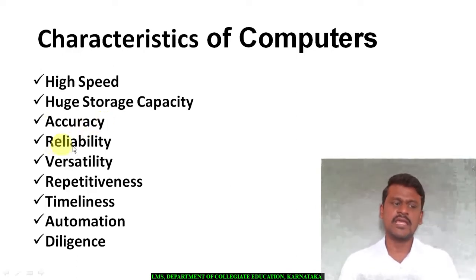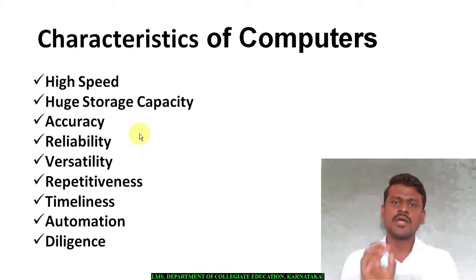Next is reliable. Reliable means, as we have seen in the accuracy point, computers will not make any errors, right? It will not make any errors until and unless you give the wrong input to the computer.